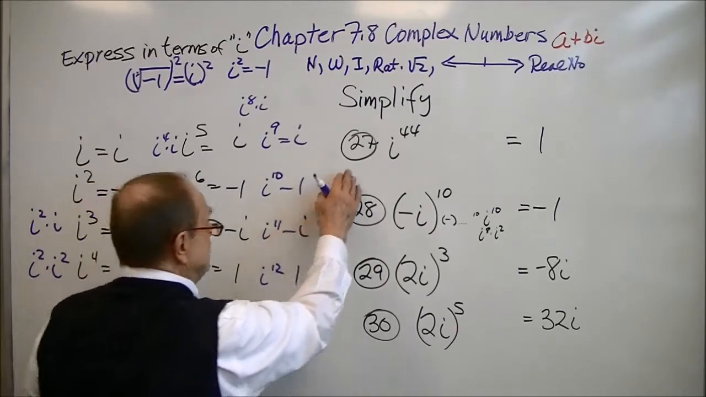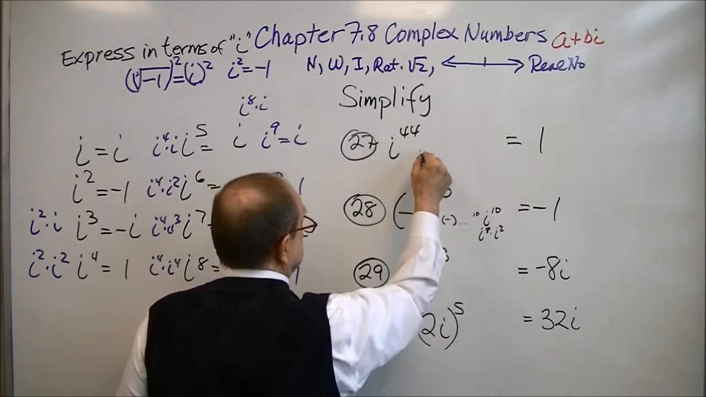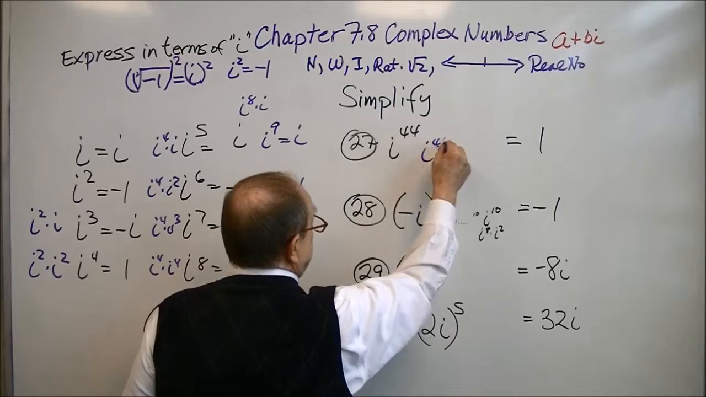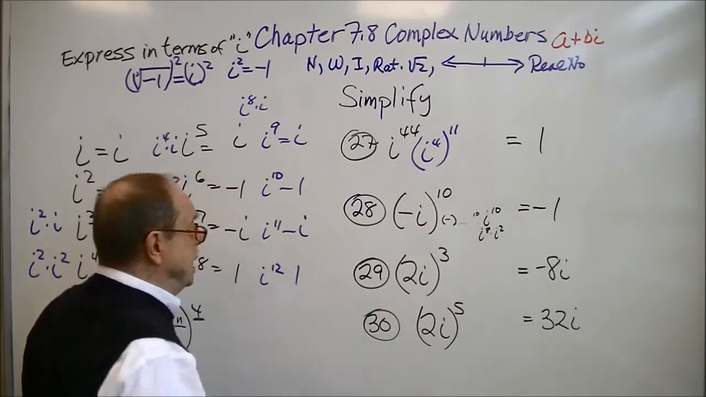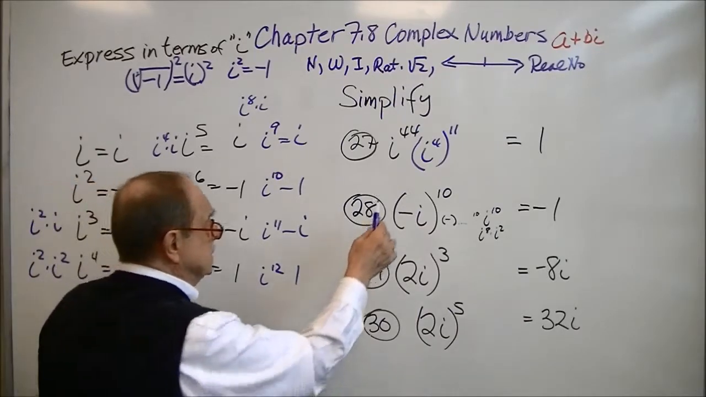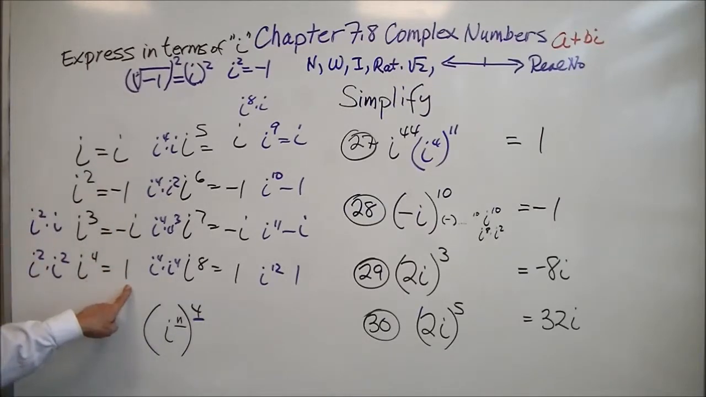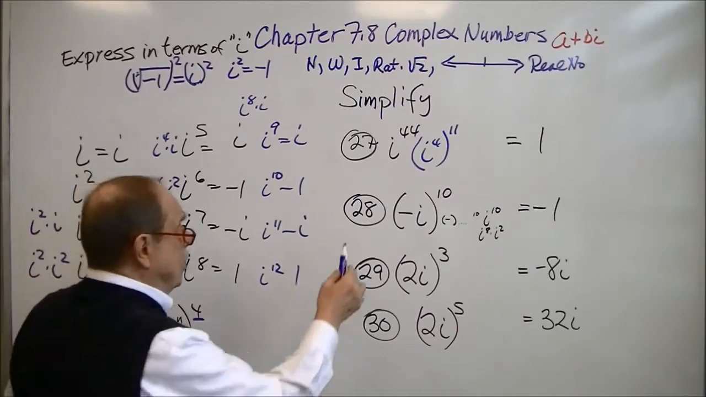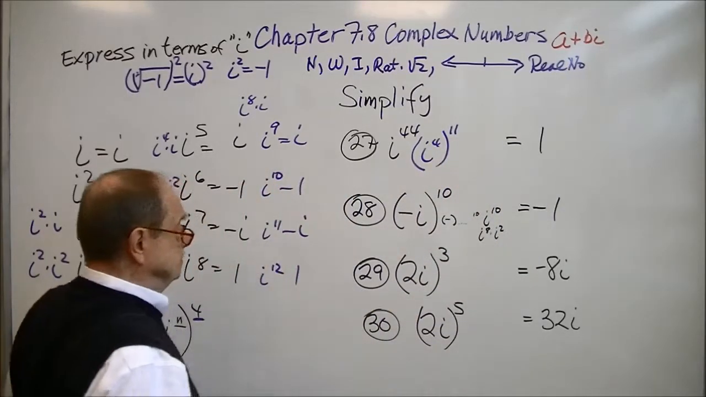So as we look at number 27 here, let's see if we can do something here. This is going to be i to the 4th raised to the 11th power. Now what is i to the 4th? i to the 4th is 1. 1 raised to the 11th power is 1.